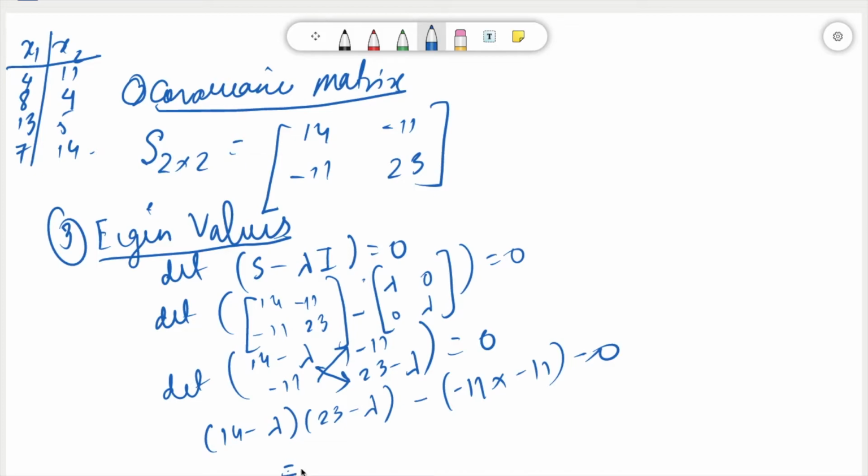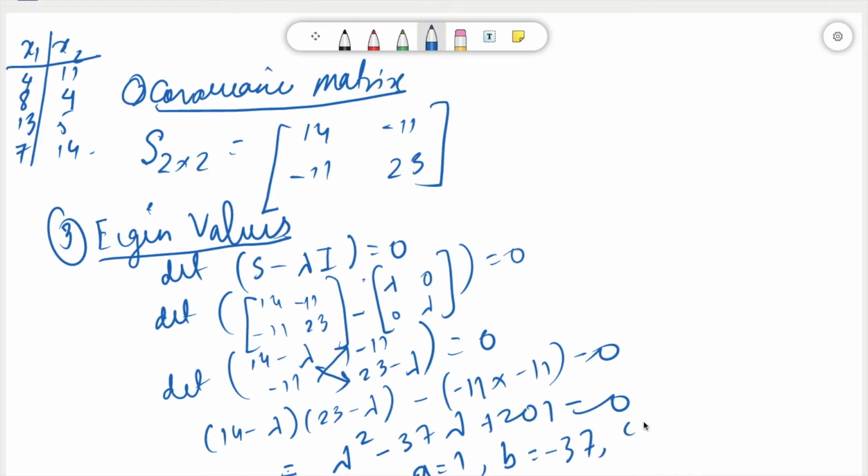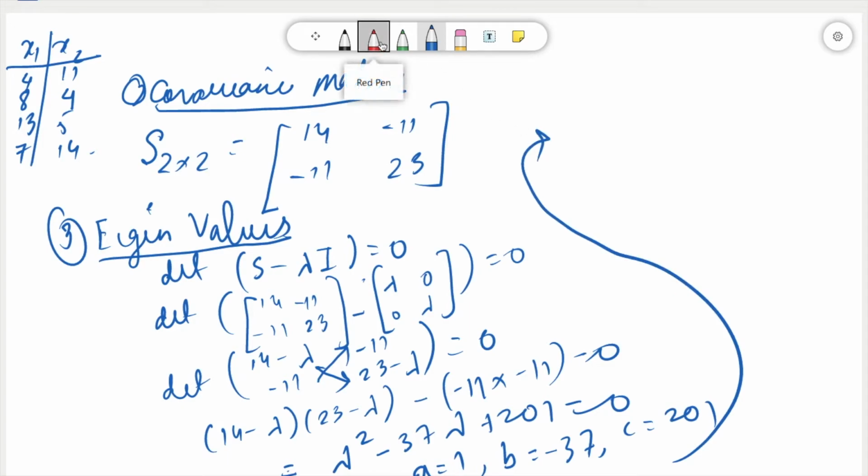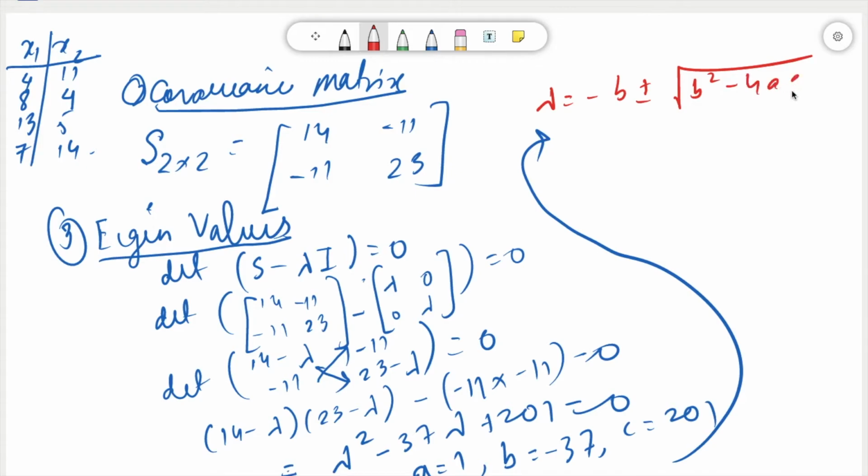So this will be a quadratic equation, that is lambda square minus 37 lambda plus 201 is equal to 0. Here if you use the Sridharacharya's rule, we get a equal to 1, b equal to minus 37, and c equal to 201. We substitute these into the formula: lambda equals minus b plus or minus root of b square minus 4ac, divided by 2a. One with minus and one with plus, so you will get two values.